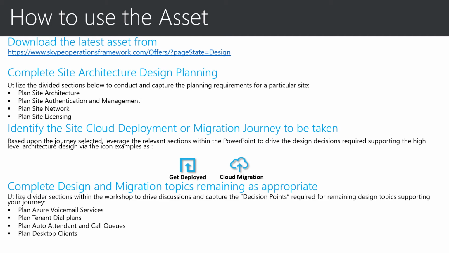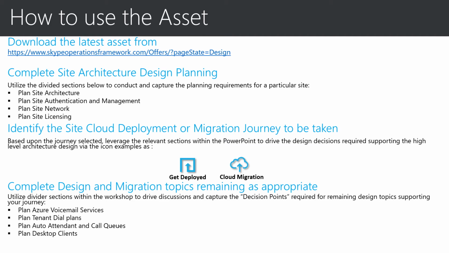As you deliver the workshop based upon the new consolidated asset, the first section you'll begin with will be the initial architecture, design and planning decisions supporting specific sites and scope. The sections that should be covered should focus on the architecture, end user authentication and management, licensing, and network planning requirements as required. Once complete, the next step will be identifying and delivering the cloud deployment or migration journey to be taken supporting your particular deployment. Based upon the journey selected, you'll next leverage the relevant sections within to drive the architecture and design decisions necessary, again, for specific sites that may be in scope.